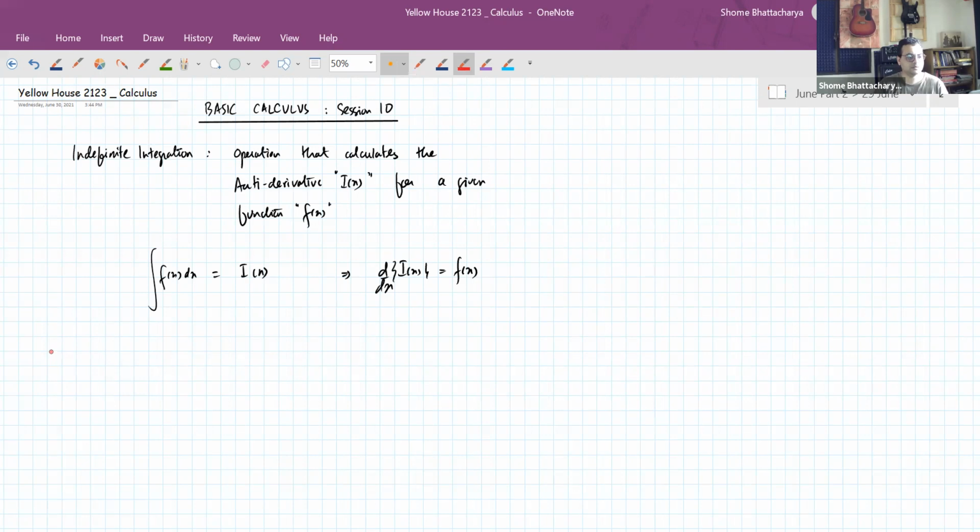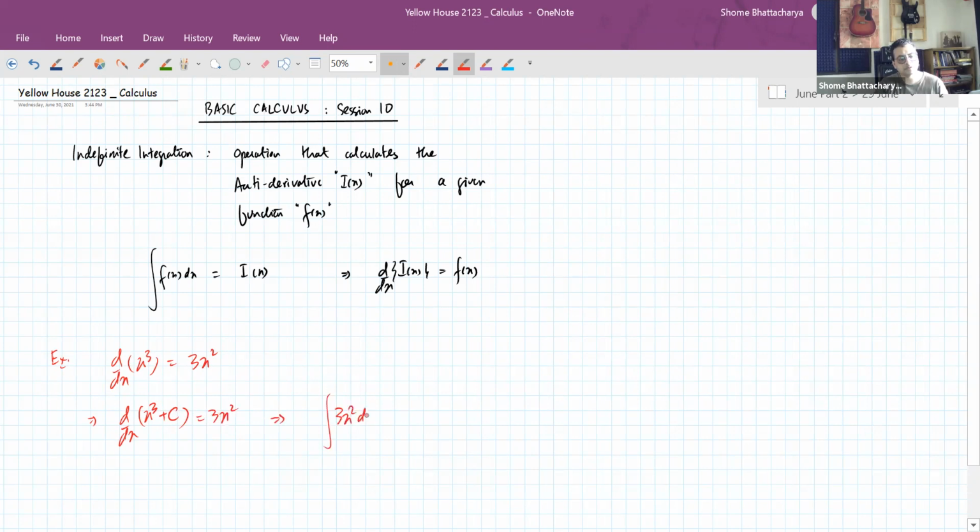As a simple example, we know that differentiation of x cube is 3x squared. That also means that differentiation of x cube plus any arbitrary constant is also 3x squared. So that means now that integration of 3x squared will be x cube plus c. Or for example, we know that differentiation of sin x, and if we add any constant to it, is cos x. So today we will learn that integration of cos x therefore is sin x plus c.